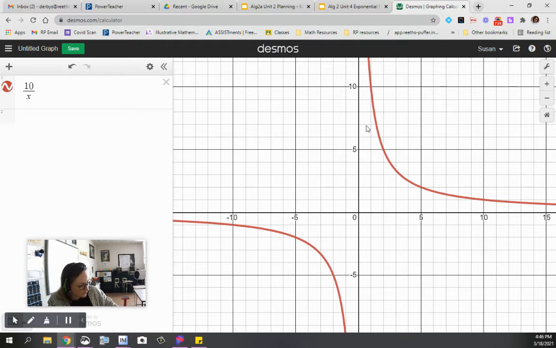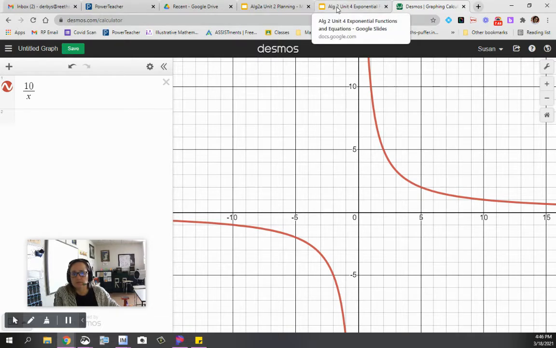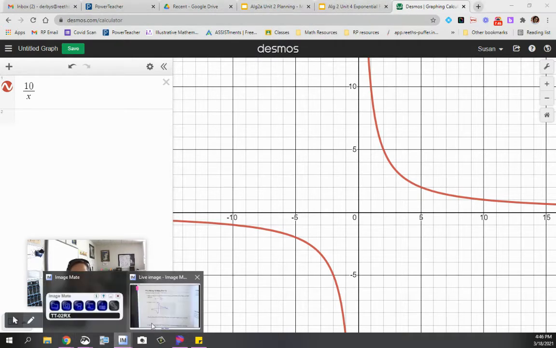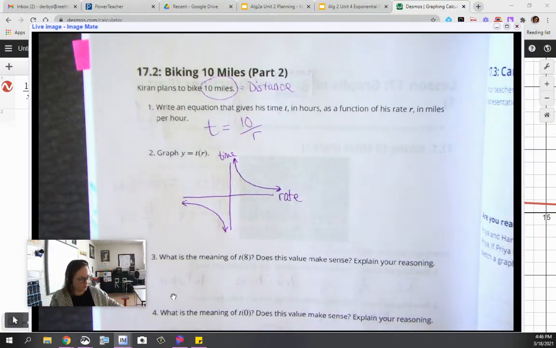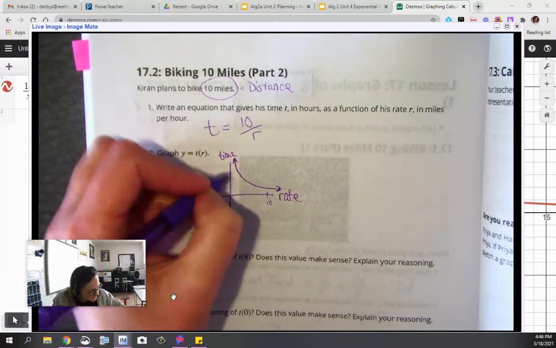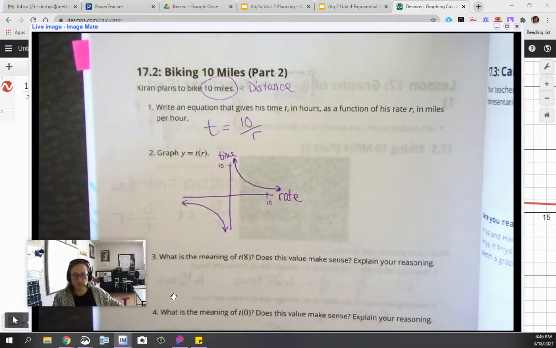So I'm just drawing some of these ideas in. So we have rate is our x value, time is our y value. So just seeing that starts to get us going like this. So this is the graph that I sketched in my workbook, just to start to see what some values would be that make sense.